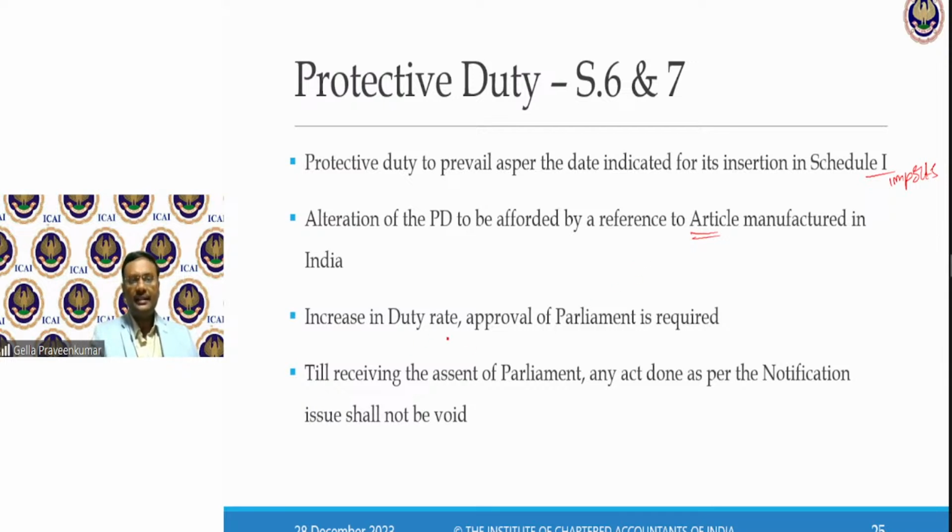For an increase in the duty rate, approval from Parliament is required. So if any protective duty is imposed and they want to alter it, they want to increase this duty rate, then approval from Parliament is required. Till receiving the assent from Parliament, any act done as per the notification shall not be void. It shall not be void.